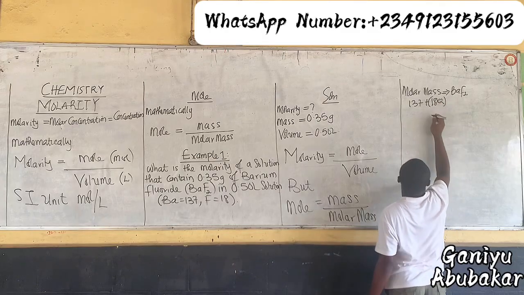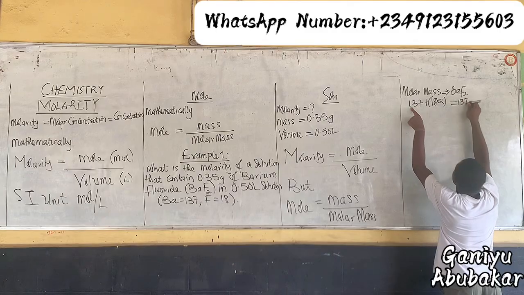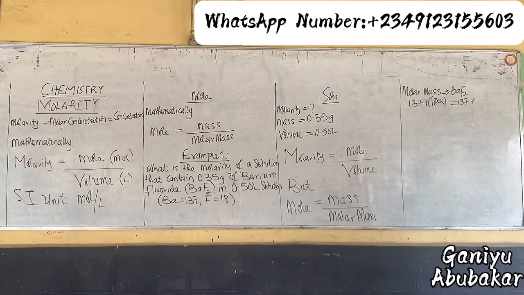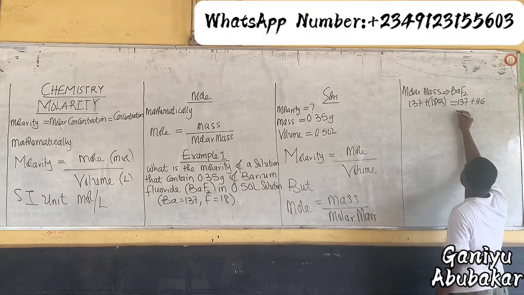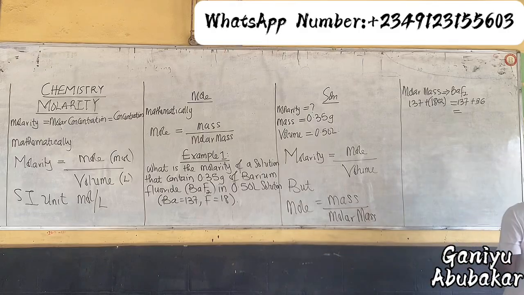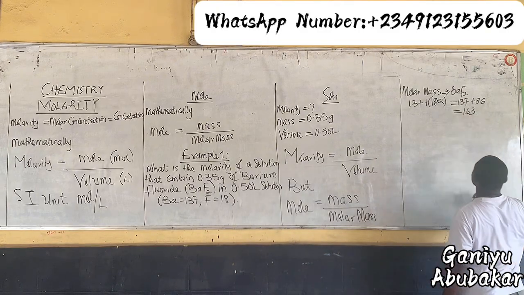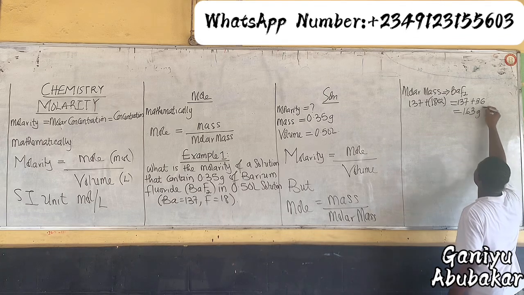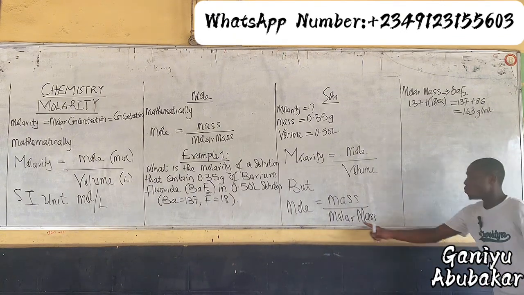Alright, I have this. This is now equal to 137 plus 18 times 2. That's 36. Alright, if I add this together, I'll have about 3 here, 6 here, 163. Alright, I'll have a 163 here, gram per mole. This becomes your answer for molar mass.